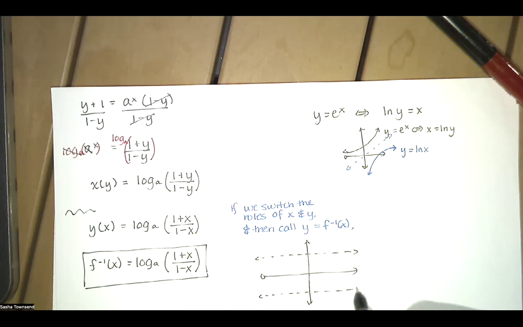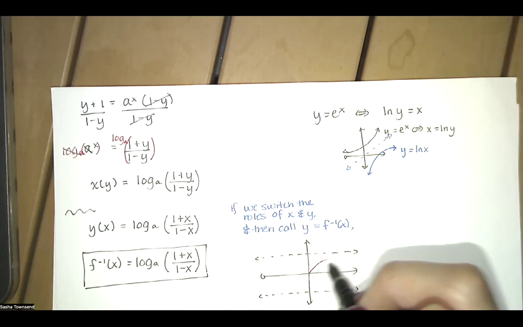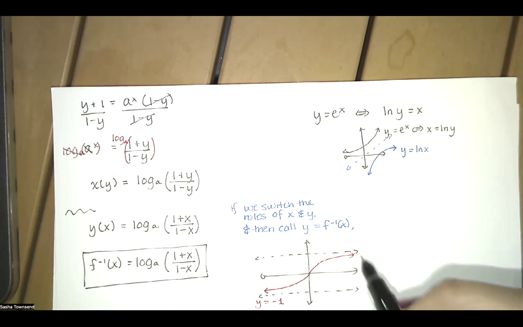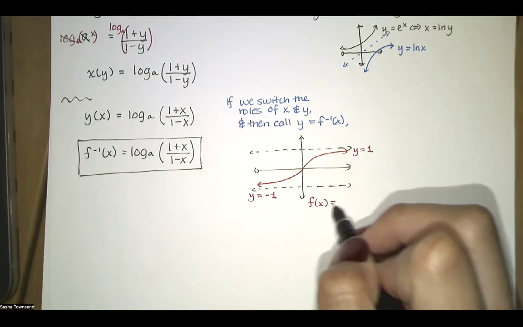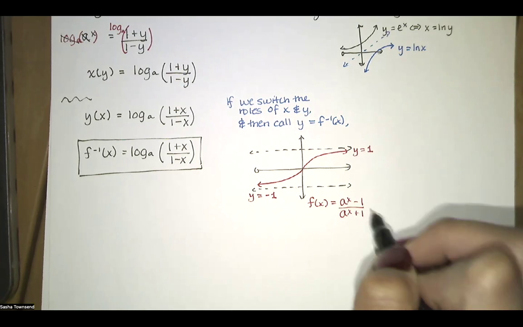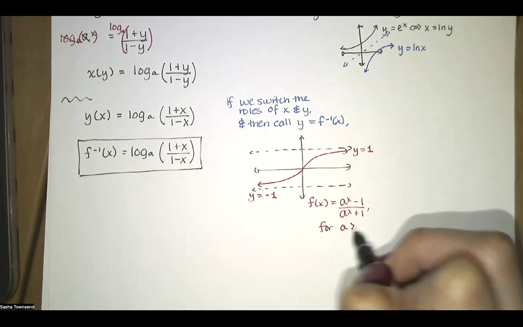If a is greater than 1, the function is increasing, and it looks roughly like this. As x goes to negative infinity, the y values approach y equals -1. As x goes to positive infinity, the y values approach 1. And this is f of x equals a to the x minus 1 divided by a to the x plus 1, for a greater than 1.